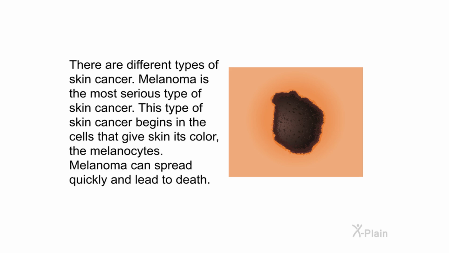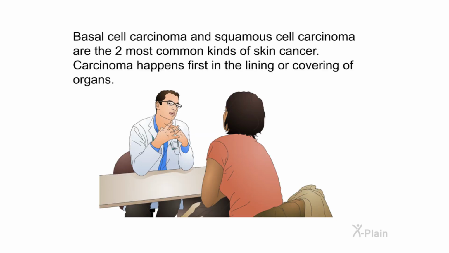There are different types of skin cancer. Melanoma is the most serious type of skin cancer. This type of skin cancer begins in the cells that give skin its color, the melanocytes. Melanoma can spread quickly and lead to death. Basal cell carcinoma and squamous cell carcinoma are the two most common kinds of skin cancer. Carcinoma happens first in the lining or covering of organs.